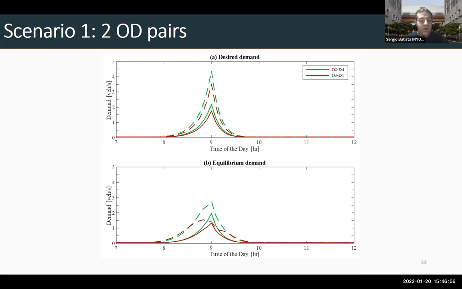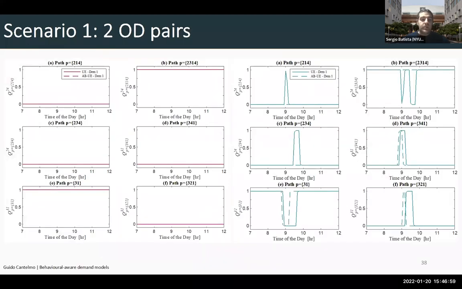Yeah, next slide. So this, of course, has an influence in terms of the path choices. On the left, we have the path choices for scenario one, when the network is not so congested, which were basically just the solid lines. And we observe that between the user equilibrium and the activity-based user equilibrium, we don't really have an influence in terms of the path choices. So the small flattening that we have observed in the equilibrium demand compared to the desired demand comes from the departure time choice.